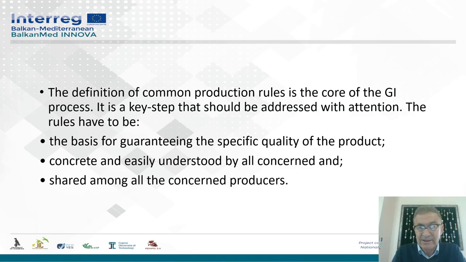The rules should be listed and written in a simple way, easily understood by all people that are involved in this GI. They should clearly specify the quality of the product, the specific quality of the product. Those rules should help to identify and guarantee the specificity. And of course, these rules should be discussed with all concerned producers. This means we should agree with most of the farmers or stakeholders involved to respect these rules.